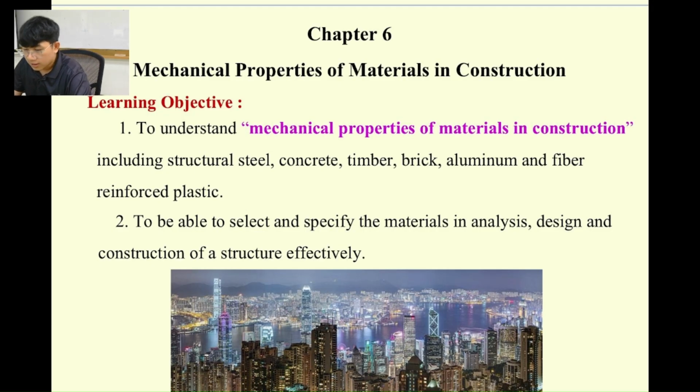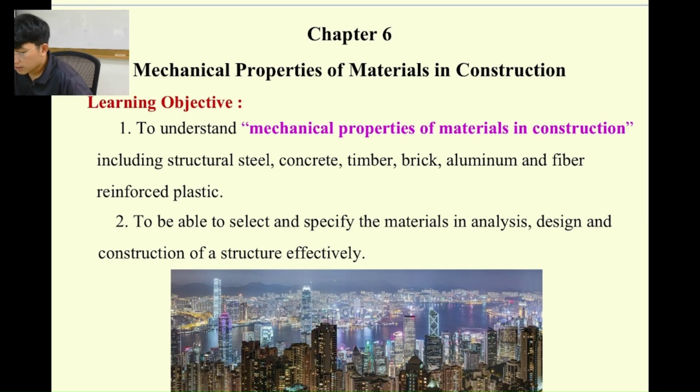Anyway, we have just two chapters left. This is going to be your last chapter, chapter 6, but I divided it into two parts, 6.1 and 6.2. Today we're going to talk about 6.1. Most of it is related to the mechanical properties of materials in construction. Basically, we use the knowledge from chapter 1 until chapter 5, combine it together, and then see how we use it in construction.